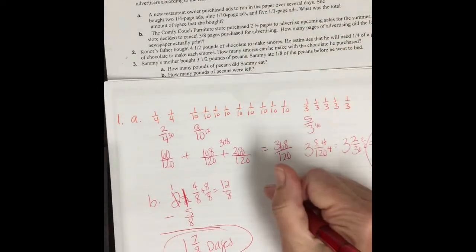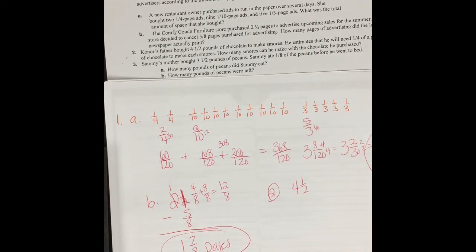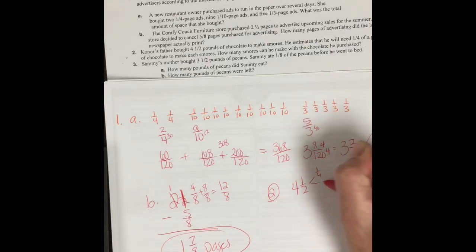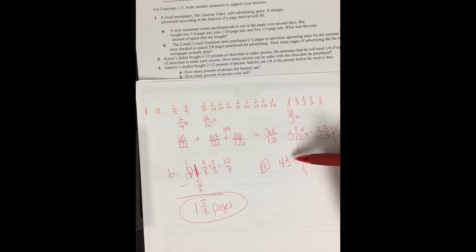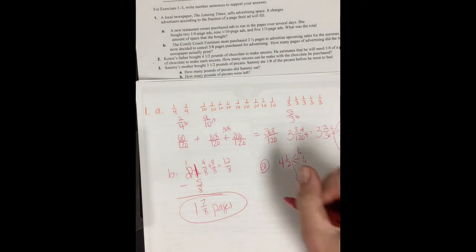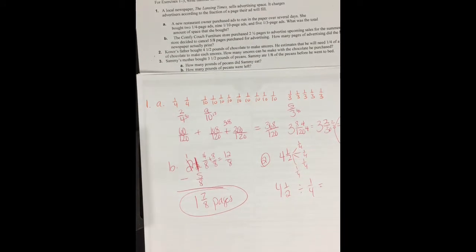Number 2. Connor's father bought 4 1/2 pounds of chocolate to make s'mores. He estimates that he will need 1/4 of a pound of chocolate to make each s'more. So basically, I have 4 1/2 pounds of chocolate. I need to have 1/4 for each one. So I'm trying to figure out how many fourths there are in there. So what I'm doing is taking that 4 1/2 and dividing it into 1/4 pieces.